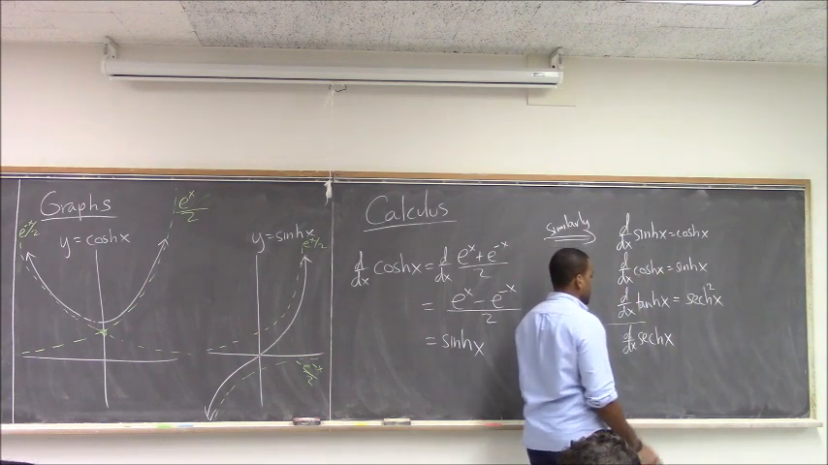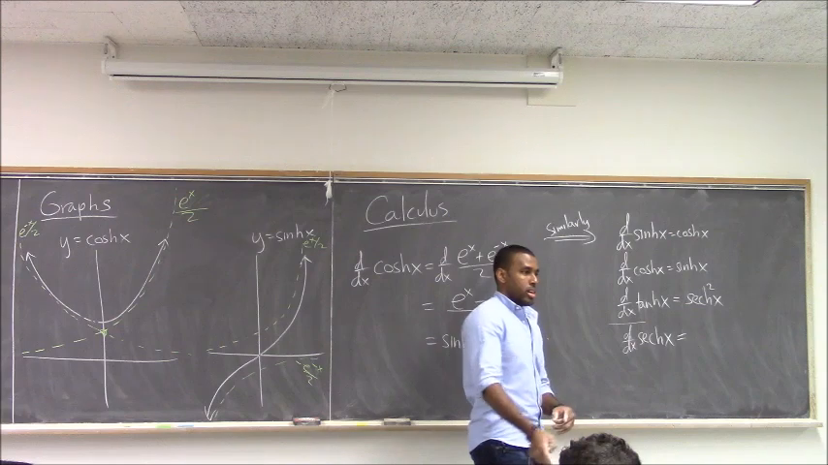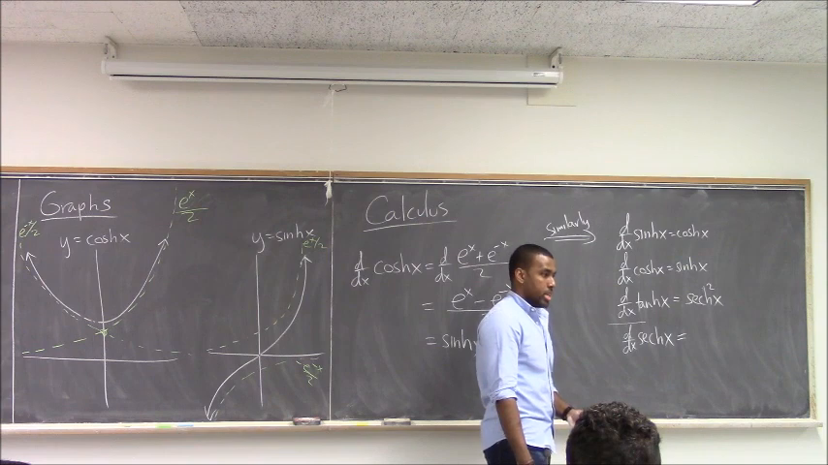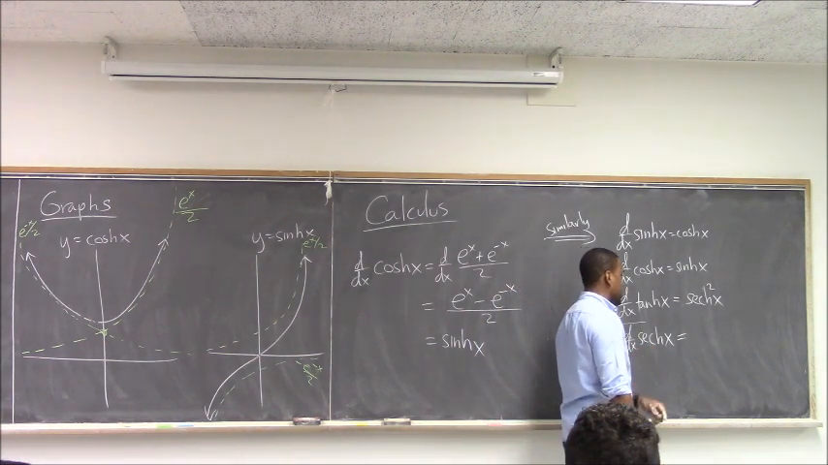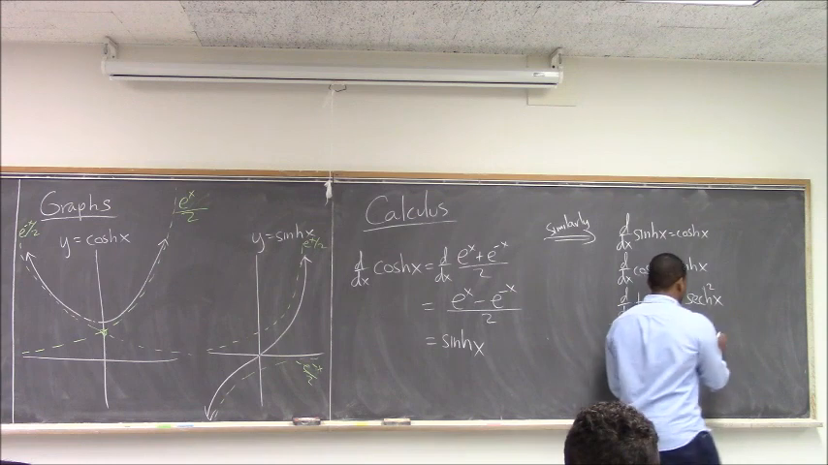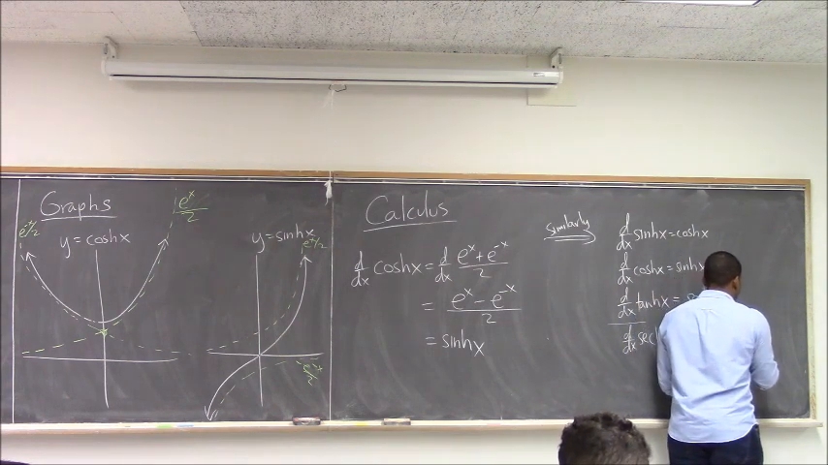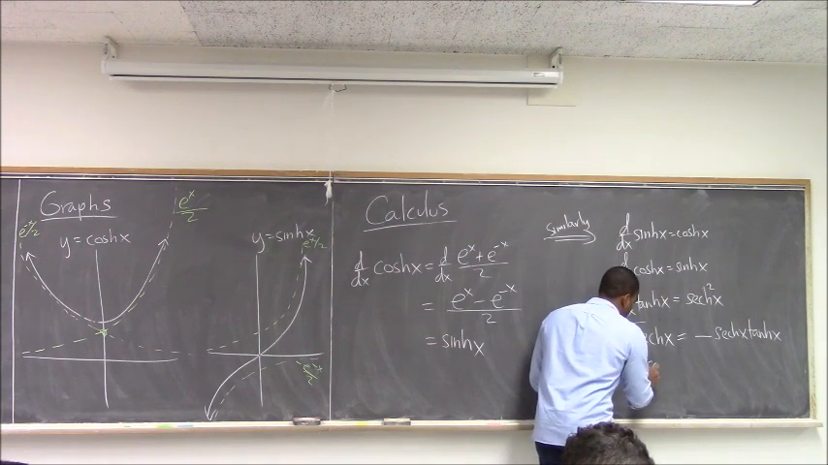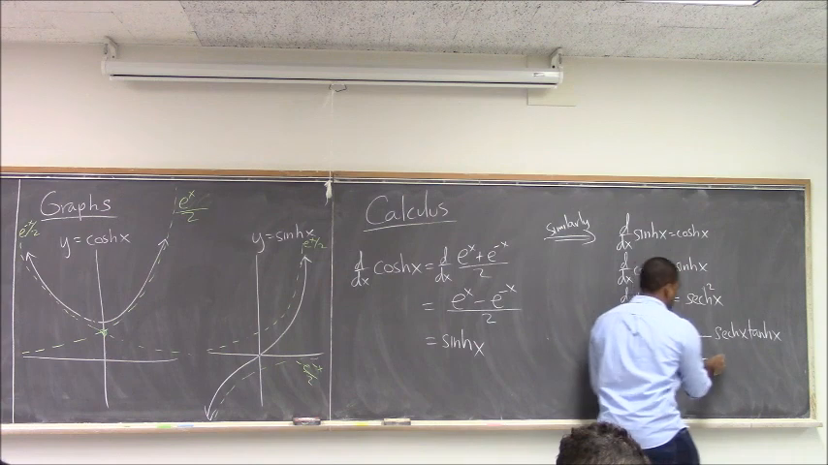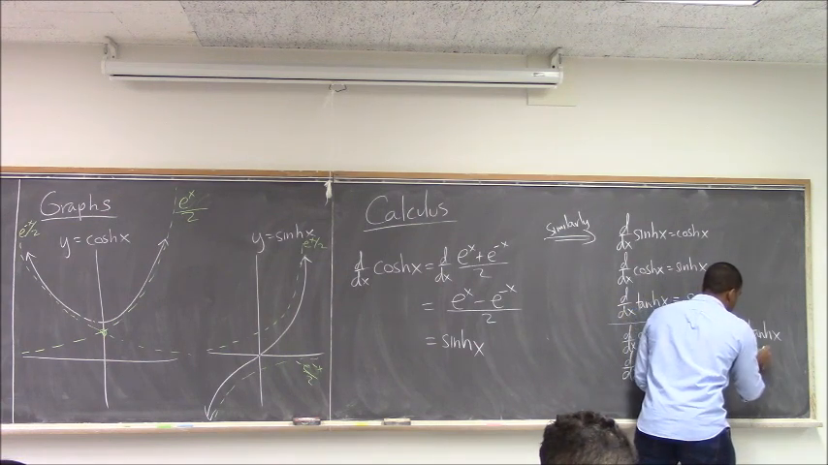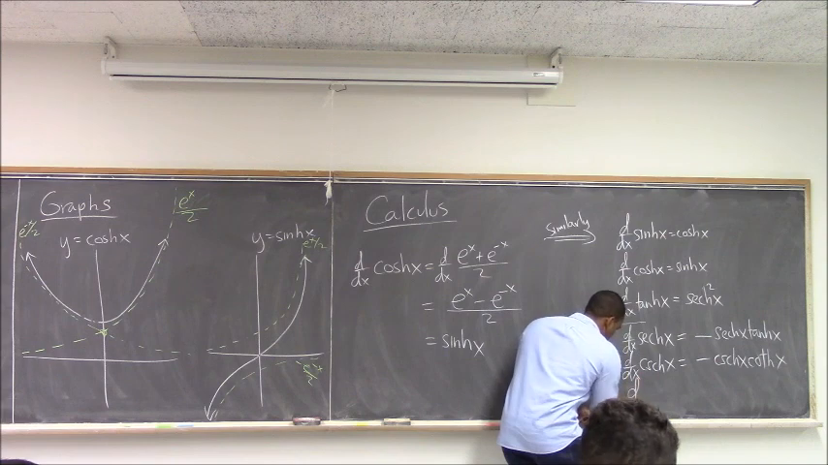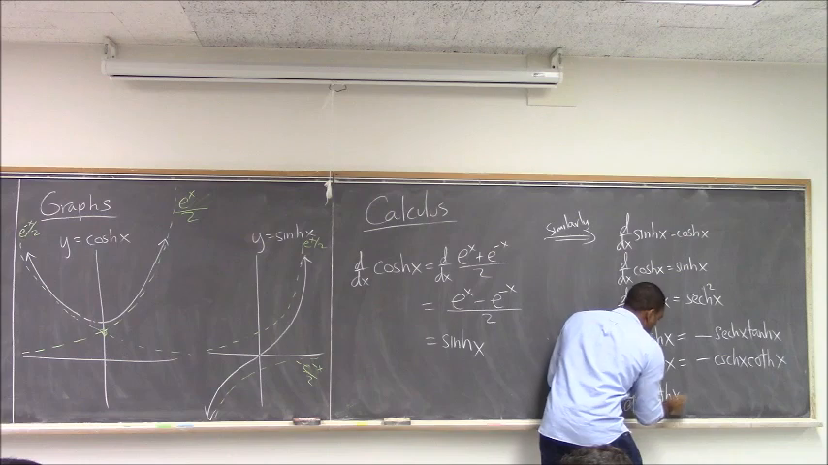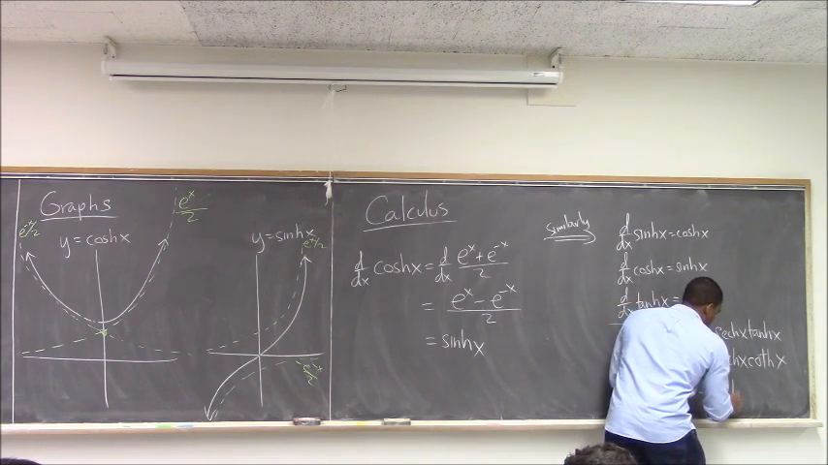The derivative of hyperbolic secant: what's the derivative of secant x, the regular trig function? Secant x times tangent x, but the derivative of hyperbolic secant has a negative sign on it, with the hyperbolic secant and tangent. The derivative of the hyperbolic cosecant also has a negative sign. That's hyperbolic cosecant, hyperbolic cotangent. The derivative of hyperbolic cotangent is minus hyperbolic cosecant squared.